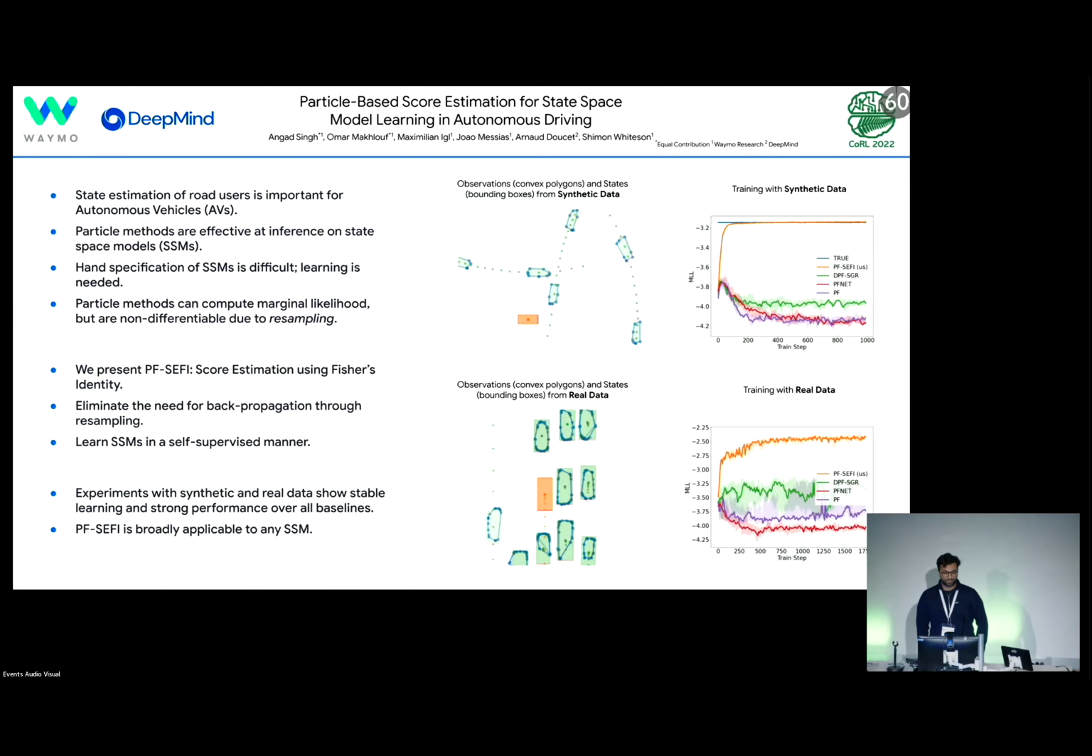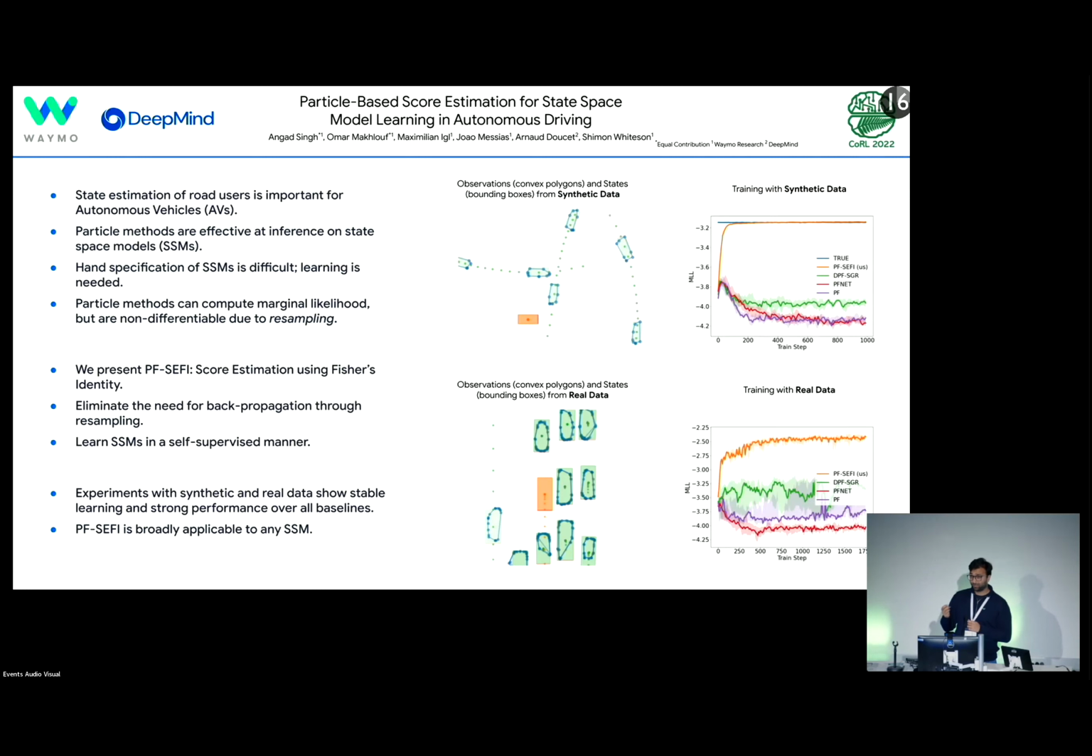Hi, everyone. So I'm going to talk about our paper, which is about state estimation for road users for AVs, which is an important problem as the AV interacts with and plans in its environment. This basically results in doing inference of latent state from observations given a state space model. Particle methods are quite effective at this, but they make learning quite difficult, in particular because of the non-differentiability of the resampling step. We present PF-CEPI, which stands for score estimation using Fisher's identity, where we eliminate the need for backpropagating through the resampling step and can hence learn state space models through it in a self-supervised manner.